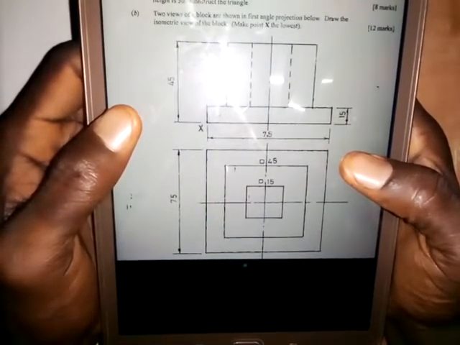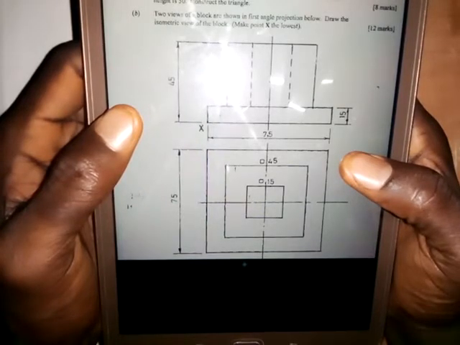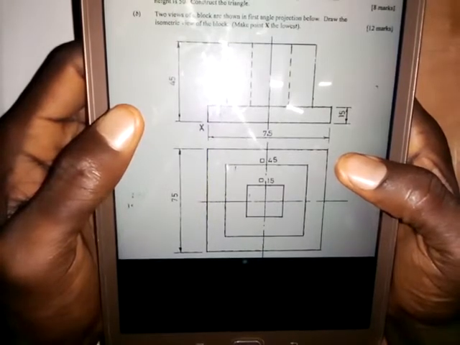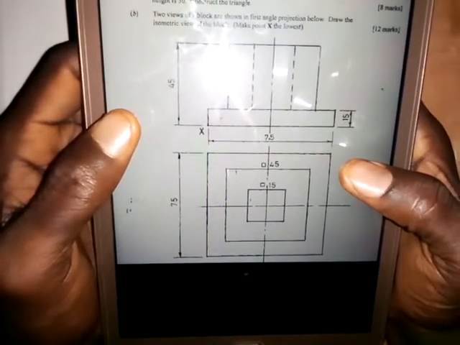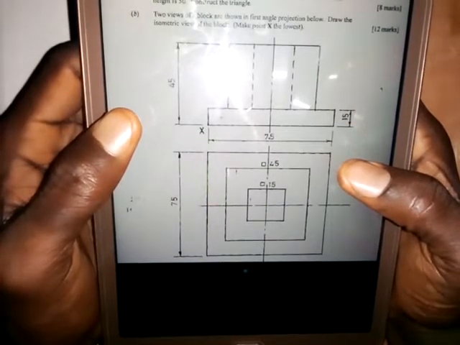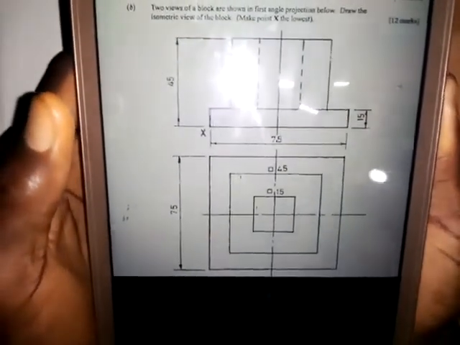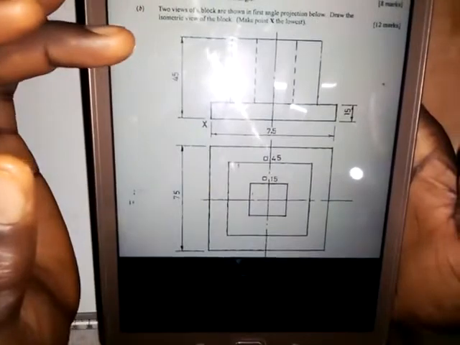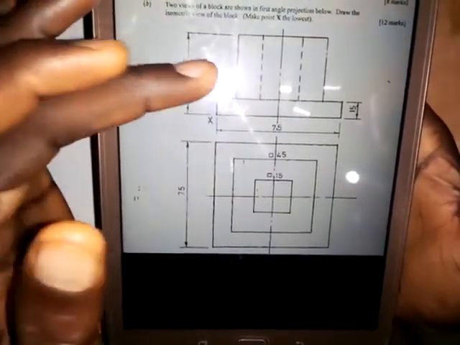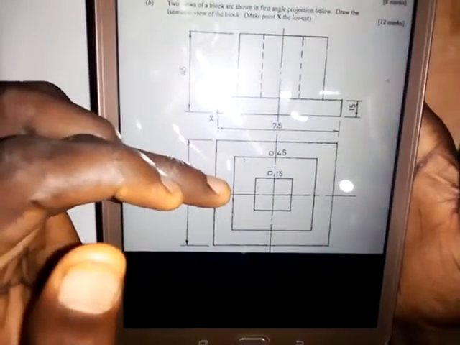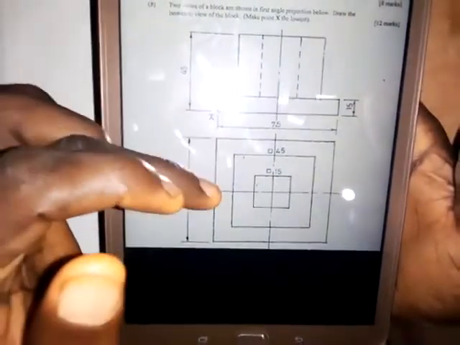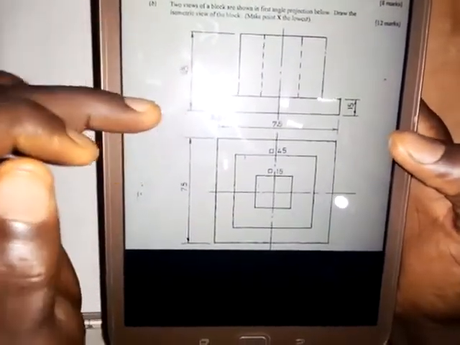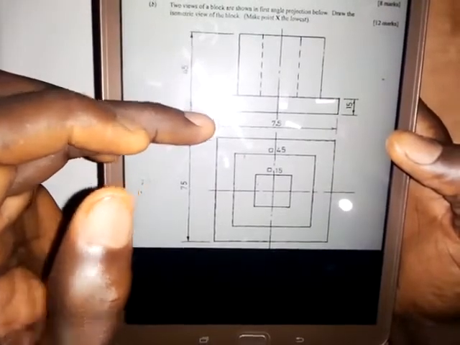The question says two views of a block are shown in first angle projection below. Draw the isometric view of the block. Make point X the lowest. So if you look at this diagram very well, you will see that we have two views as said in the question. So we have the front view and we have the plan. This is the front view and this is the plan. And point X that is mentioned, the lowest point, is placed here.